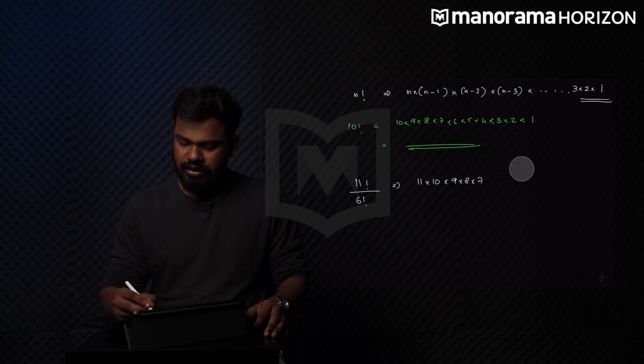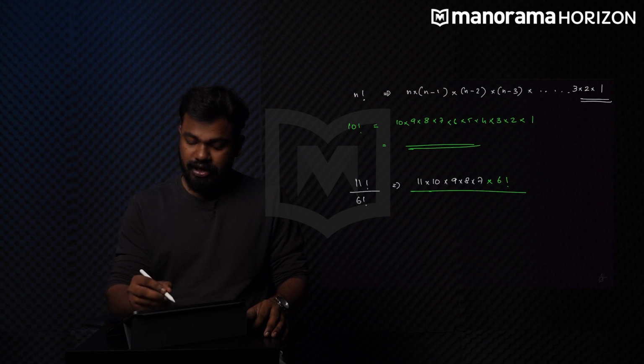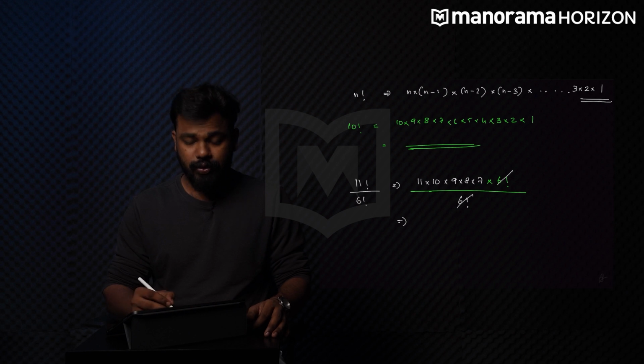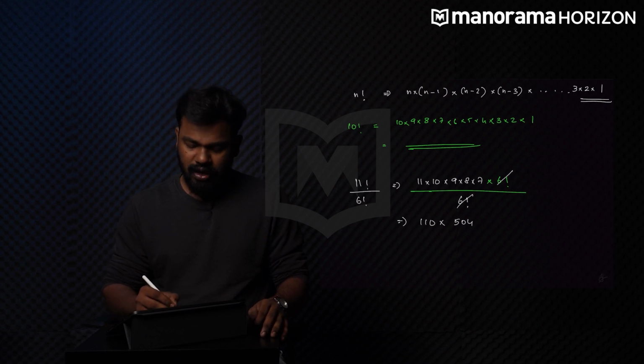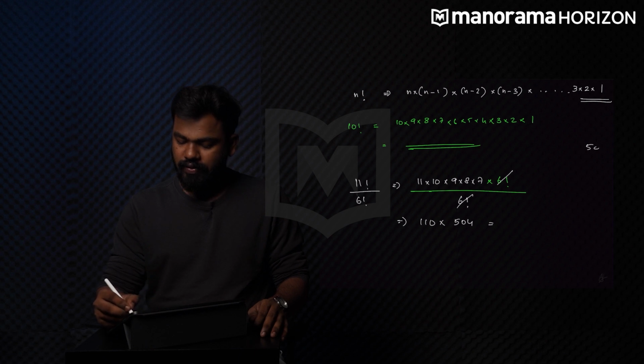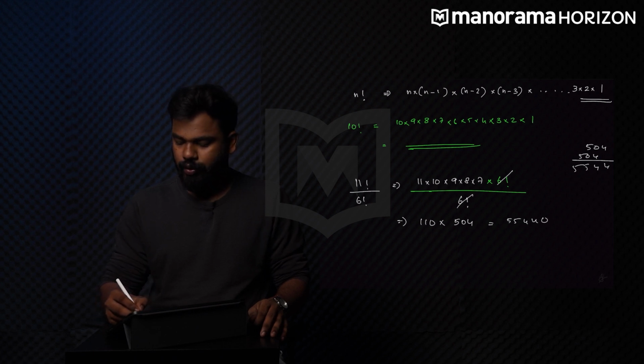Can I also write it as 6 factorial? Yes. And in the denominator you have 6 factorial, so these two get cancelled and you are left with 11 into 10, 110. Then 9 into 8, 72. 72 into 7 is 504. So 110 into 504, you multiply and you get the final answer as 55440.